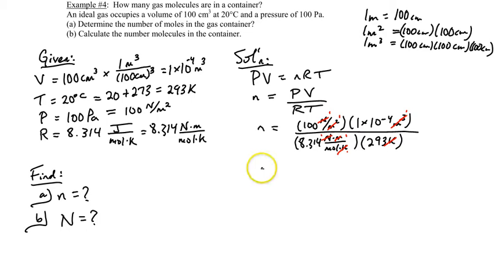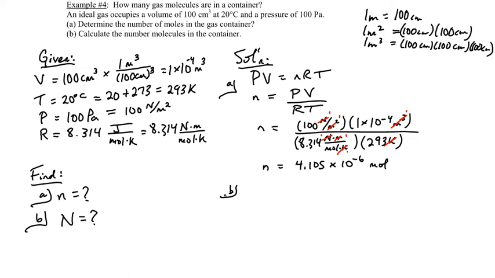So your final answer for number of moles is 4.105 times 10 to the power of negative 6 moles. We just write MOL, that's the abbreviation for moles. Don't think of this as molecules, it just means moles. So that's part A. And part B is kind of another chemistry question.